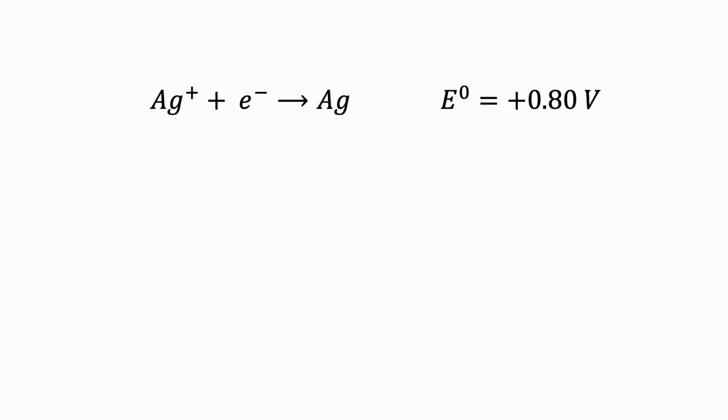Now I want you to do a little thought experiment. If you have a half reaction where the silver ion, Ag+, plus an electron turns into silver, the metal, and that half reaction has a standard reduction potential of plus 0.80 volts, what would happen if you had 2 Ag+ ions plus 2 electrons, creating 2 atoms of silver metal? What would the standard reduction potential of that be? Surprisingly, the answer is also plus 0.80 volts. And this is something that people kind of struggle with.